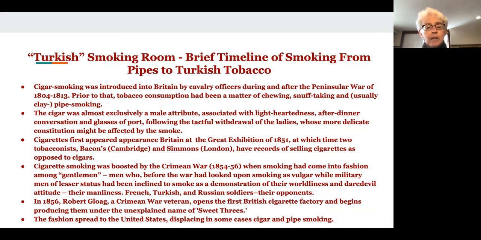Two tobacconists, Bacon's in Cambridge in England and Simmons in London, have records of selling cigarettes as opposed to cigars. So where did the cigarette stuff come from? Well, it became really popularized because of the Crimean War, which was 1854 to 1856. And 1856 was when the Grammar of Ornament was published by Owen Jones, just to keep us in the same framework.